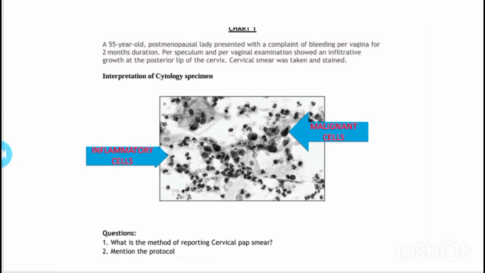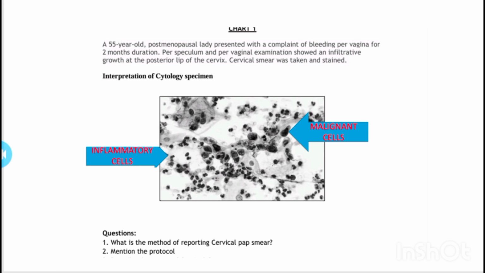Welcome. A 55-year-old postmenopausal lady presented with complaint of bleeding per vagina for 2 months duration. Per speculum and per vaginal examination showed an infiltrative growth at the posterior lip of the cervix. Cervical smear was taken and stained. So below you are seeing the image of the cervical smear, that is the PAP smear.